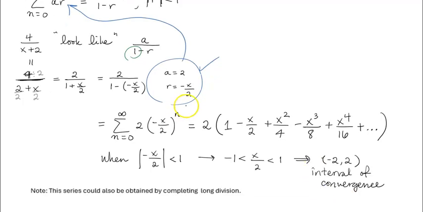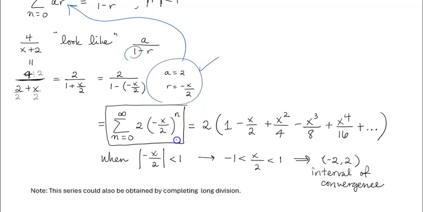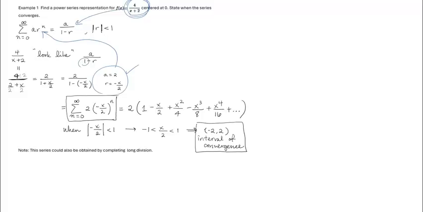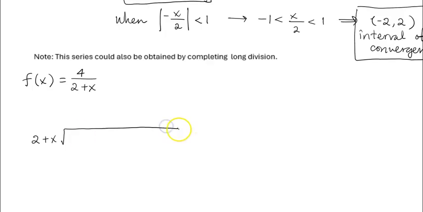So we have the power series representation along with the interval of convergence. I would also like to point out that we could have obtained this same infinite series by actually going through the long division of f of x, which was 4 divided by 2 plus x. If we set this up, we're seeing how many times does 2 plus x divide into 4. We're going to do this the same way we do polynomial long division.